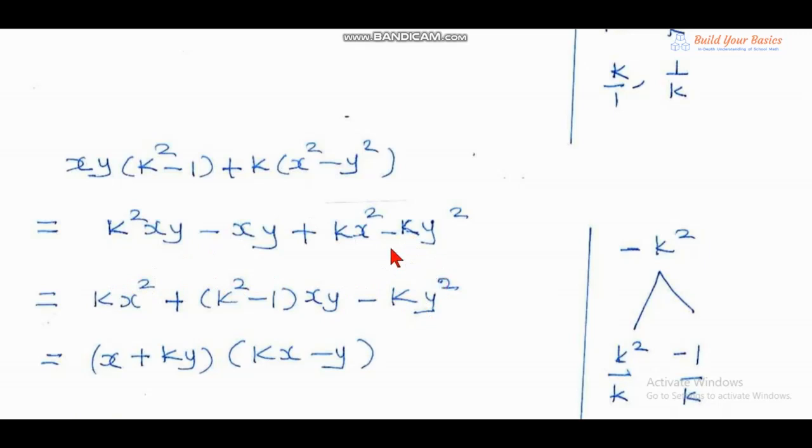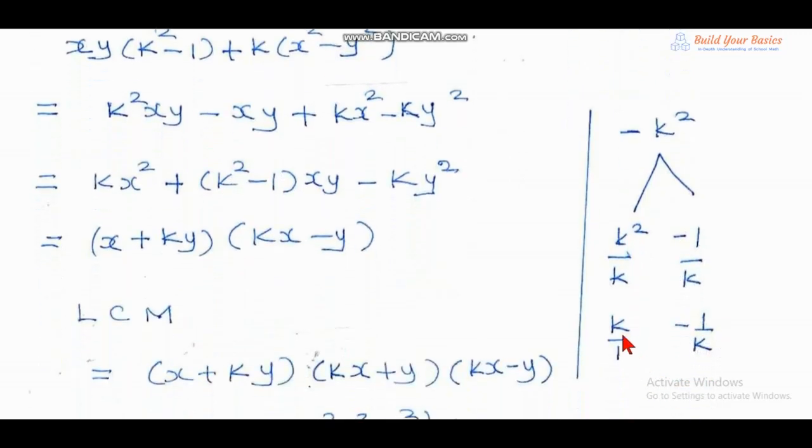First and last, k into minus k squared. So the product must be minus k squared and the sum must be k squared minus 1. The numbers are k squared and minus 1. The equation of x squared is k, so divide both k squared and minus 1 by k. K squared by k is k by 1. This is minus 1 by k.